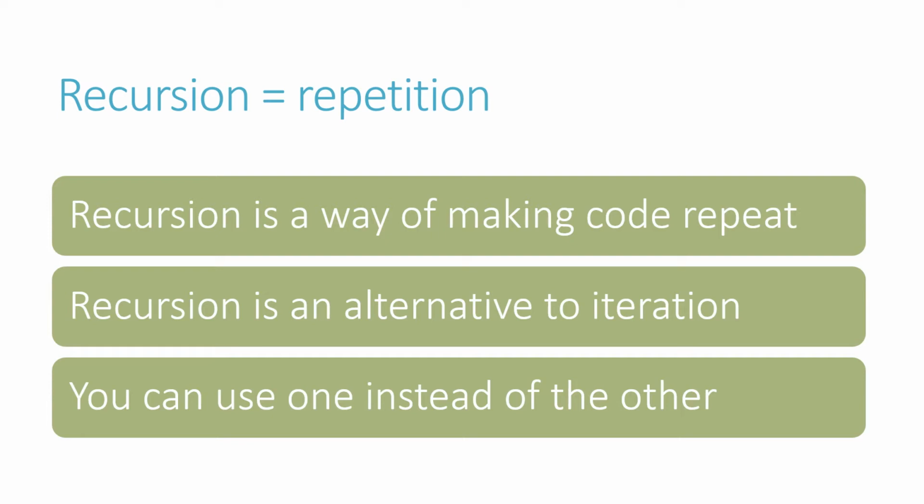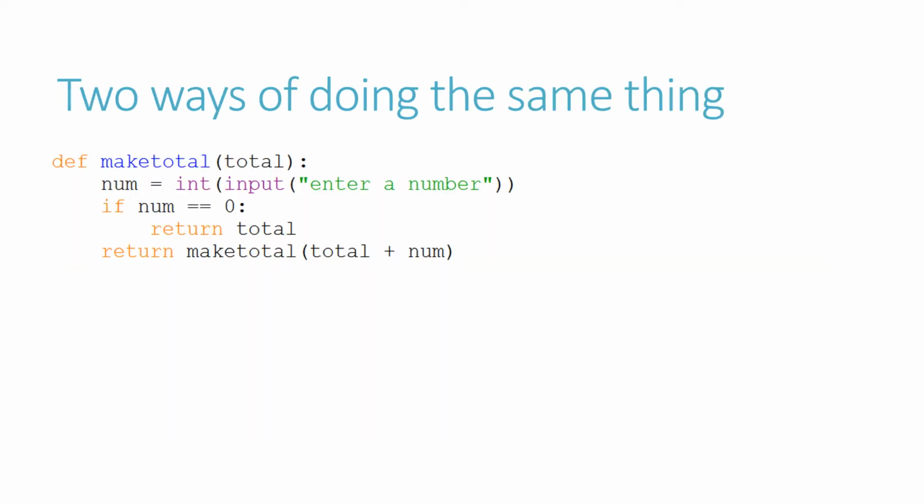It's an alternative to using an iterative loop. You can use recursion instead of iteration, or iteration instead of recursion. In fact, a good general rule is anything that you can do with iteration, you can do with recursion instead. There are always two ways of doing the same thing.